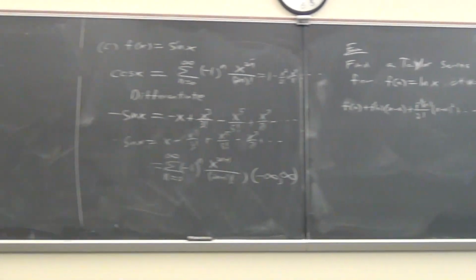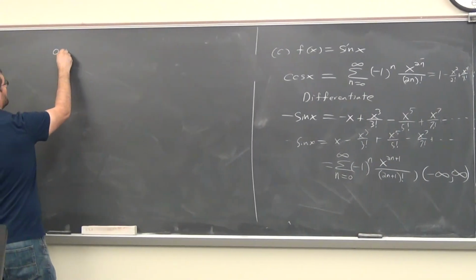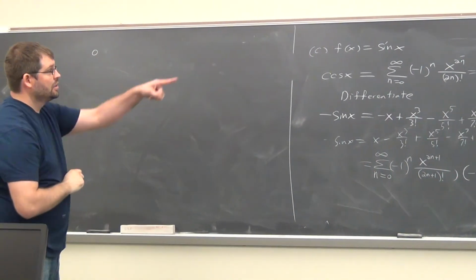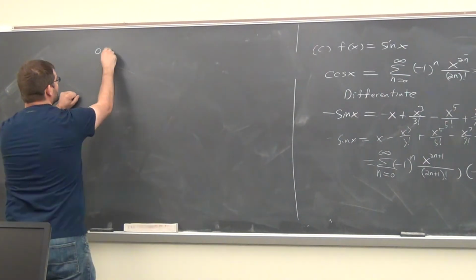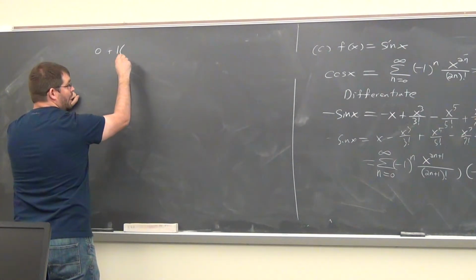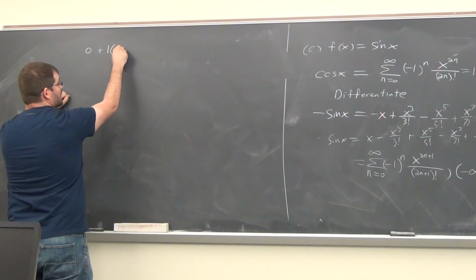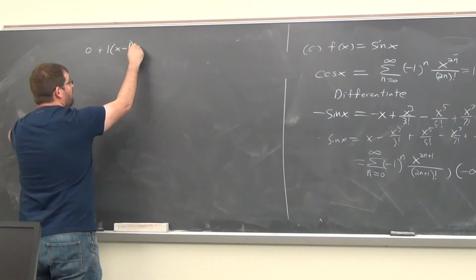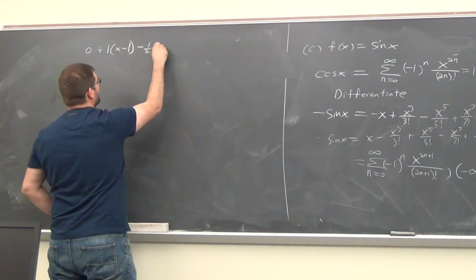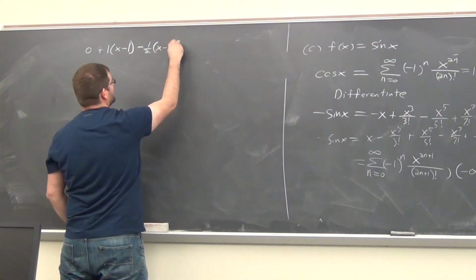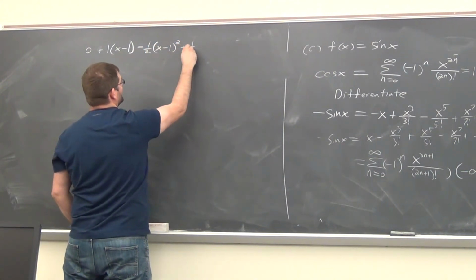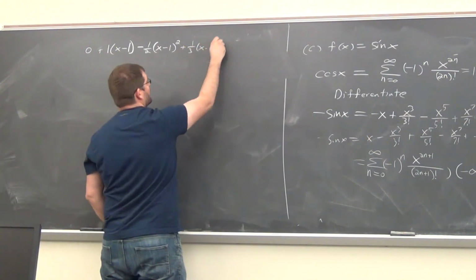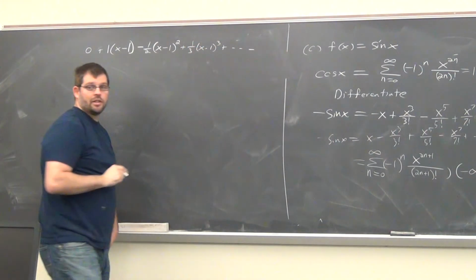So our series is 0, plus 1x, not just x, but what, x. We're centered at 1 this time, right? So x minus 1, minus 1/2 (x minus 1) squared, plus 1/3 (x minus 1) cubed, and so on.